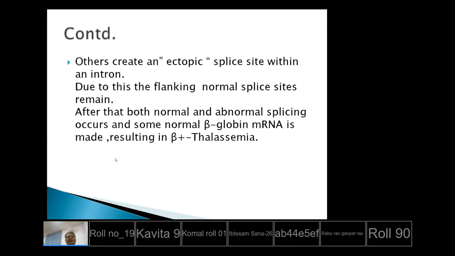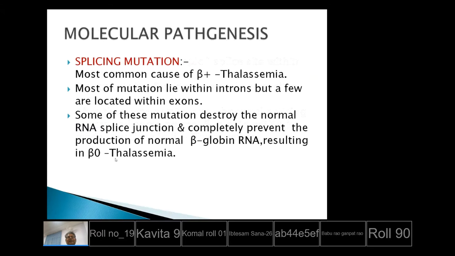If the normal splice junction is destroyed, then there is completely no production of normal beta globin RNA, and that results in beta 0 thalassemia.